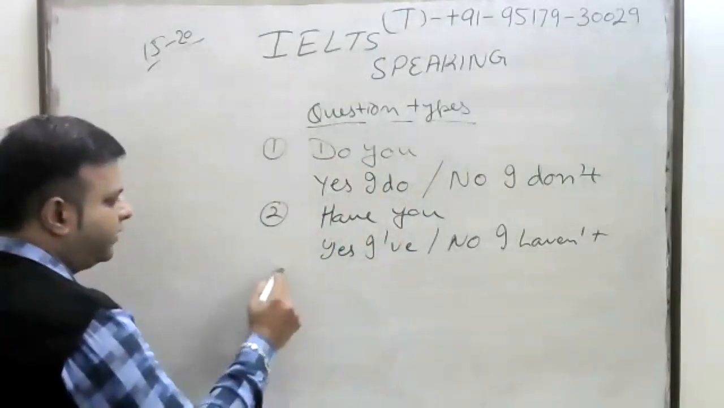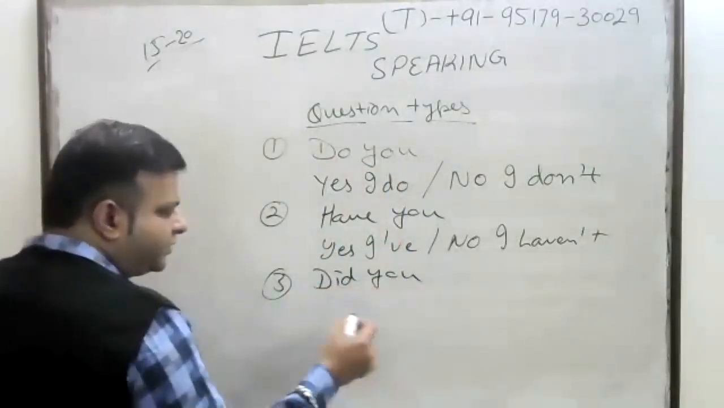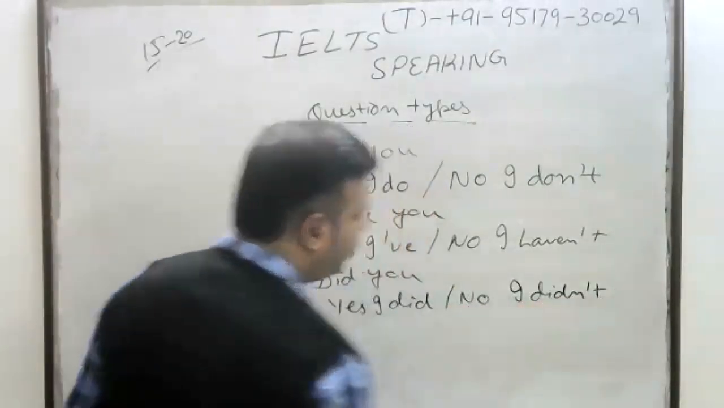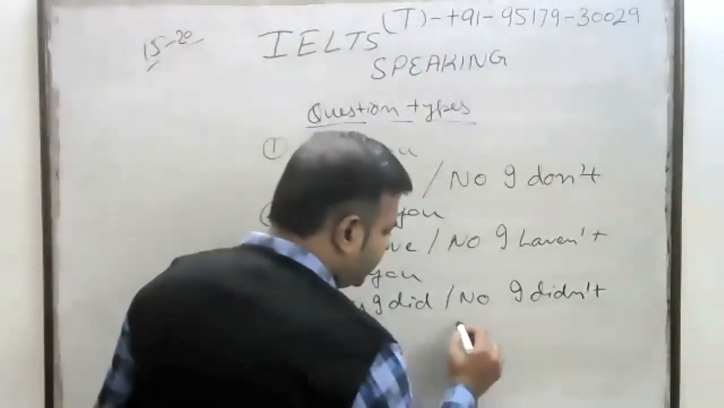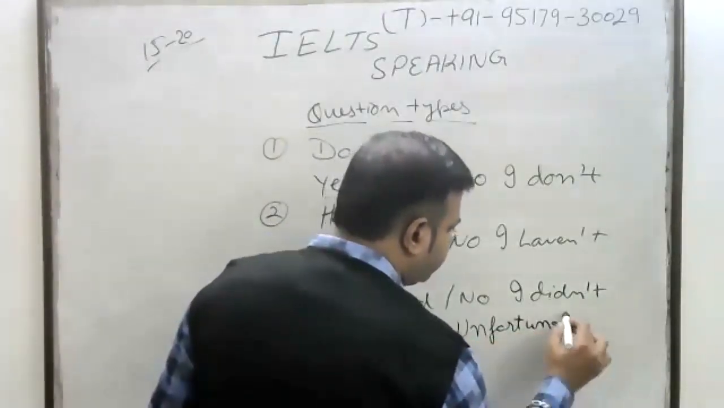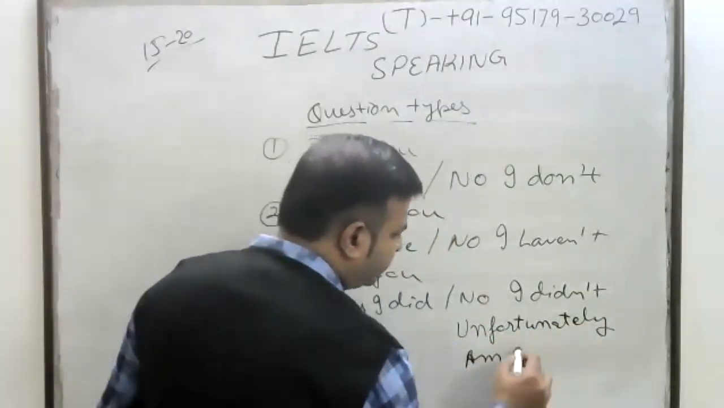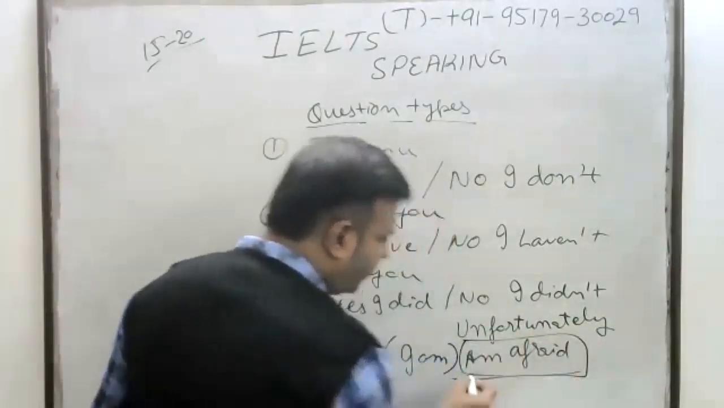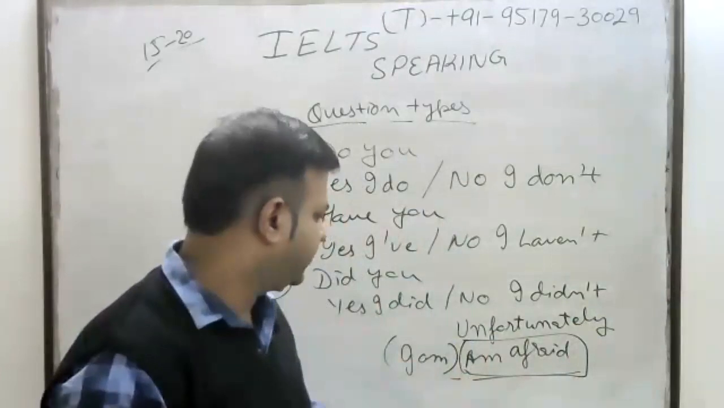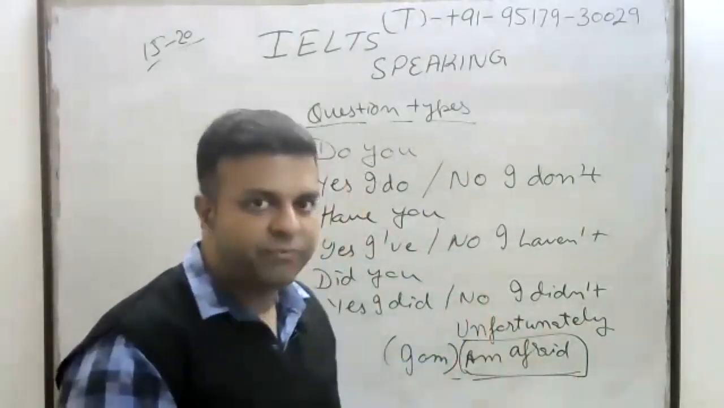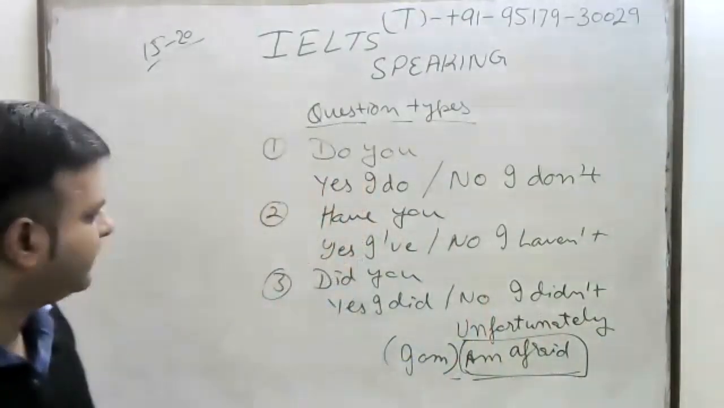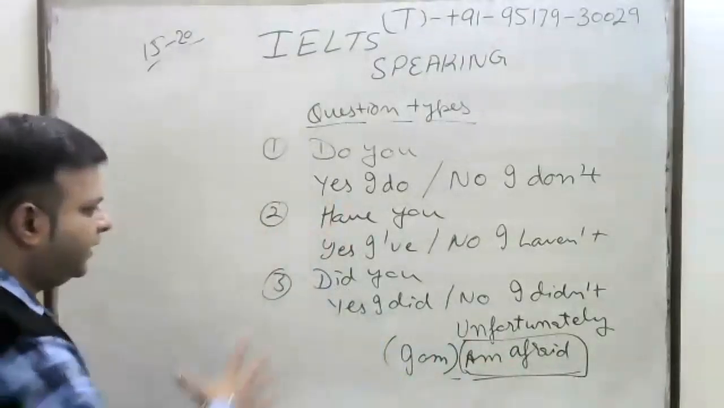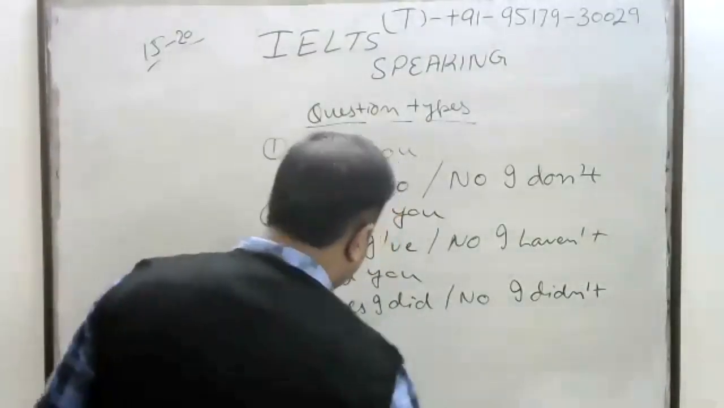Third, did you? Did you like the same color when you were a child? Oh yes, I did. No, I didn't. When negative responses come, you can use expressions like unfortunately, or I'm afraid. I'm just using I'm afraid because the contraction would sound natural. So, unfortunately, or I'm afraid, I never had any kind of this interest in this thing. Do you like this thing? I'm afraid I don't. This is how you can paraphrase also.